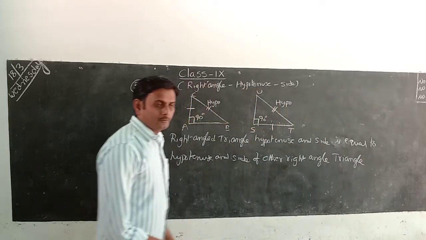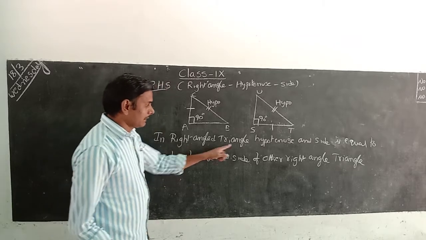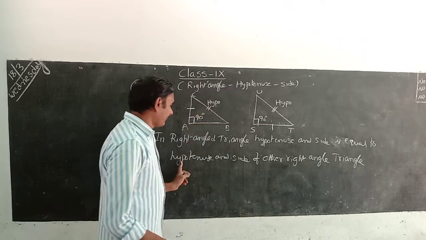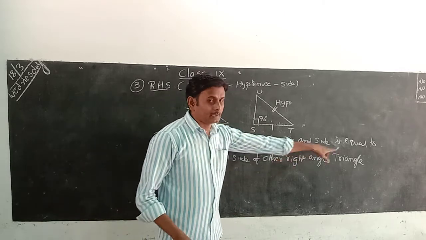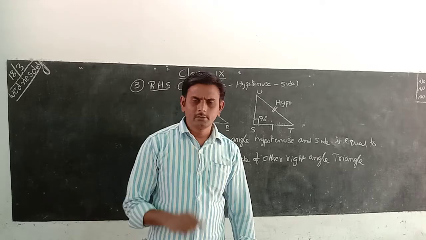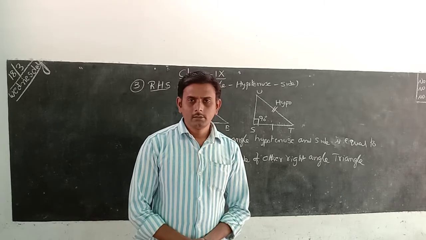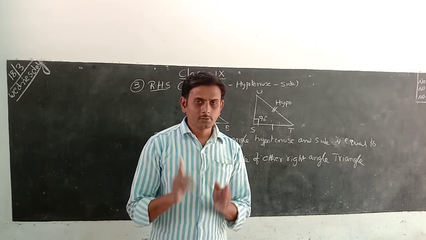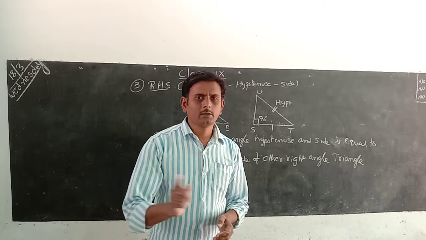Okay, how to remember here? In a right angle triangle, hypotenuse and side is equal to hypotenuse and side of another right angle triangle. Right angle means the compulsory 90 degrees should be there. Then only we can say right angle. Otherwise you can't say right angle. Right angle triangle, if you want to say, one angle compulsorily 90 degrees.